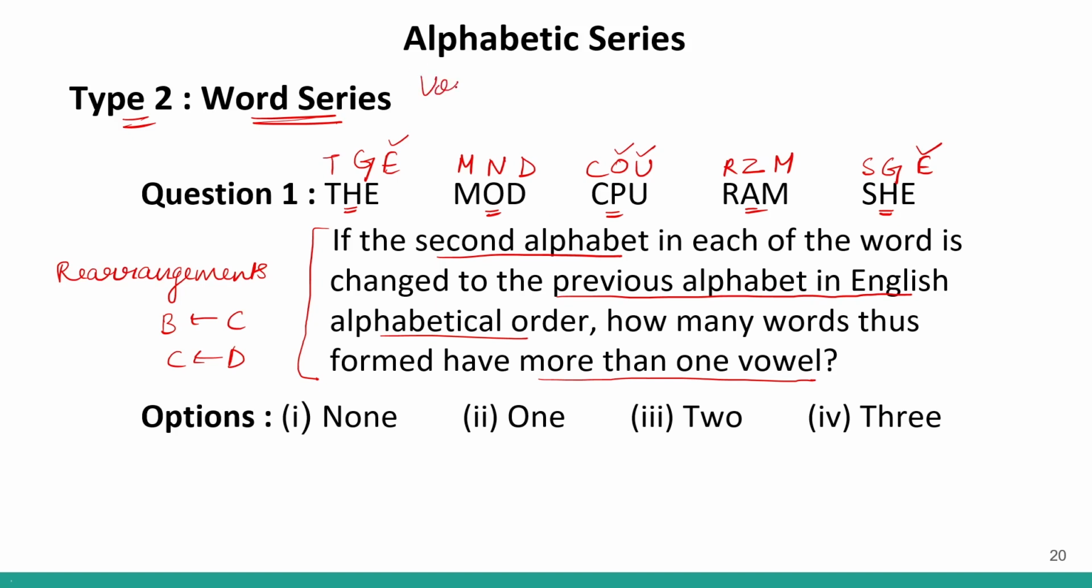What are vowels? Vowels are 5 alphabets: A, E, I, O and U. And the rest 21 are consonants. So only in this word, that is C-O-U, we have more than one vowel. So my answer will be option number 2, 1.